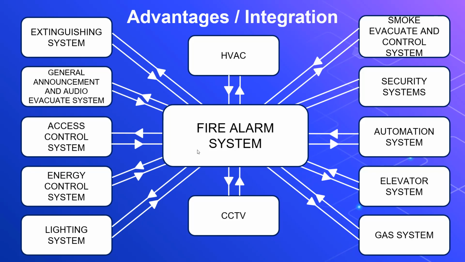The other systems that can be controlled with an addressable fire alarm system are extinguishing systems, general announcement and audio evacuate systems, access control system, energy control system, lighting system, smoke evacuate and control system, security systems, automation system, elevator system, and gas systems.